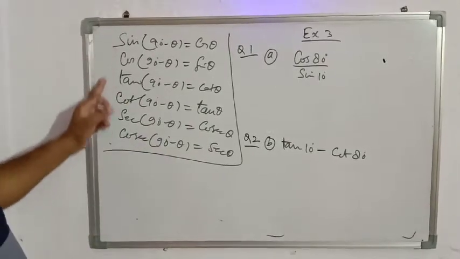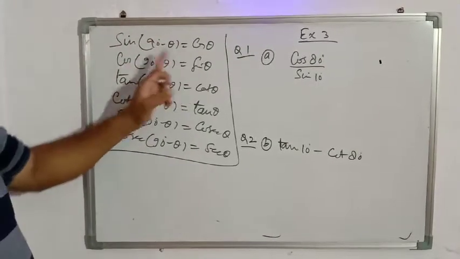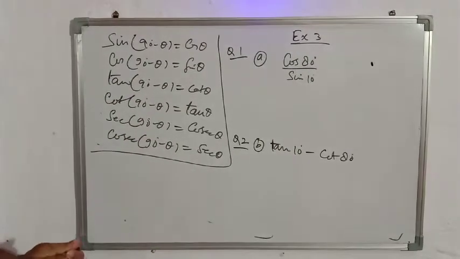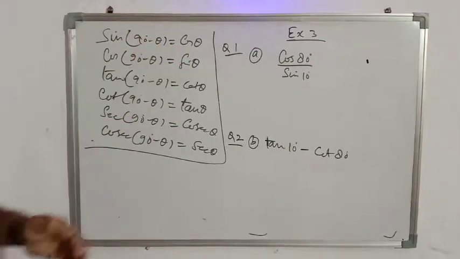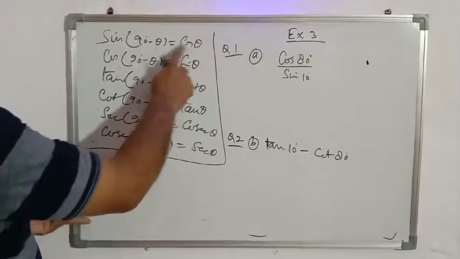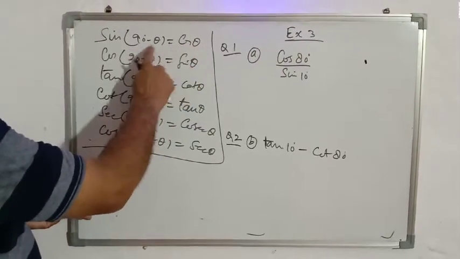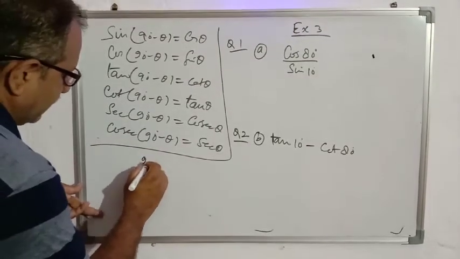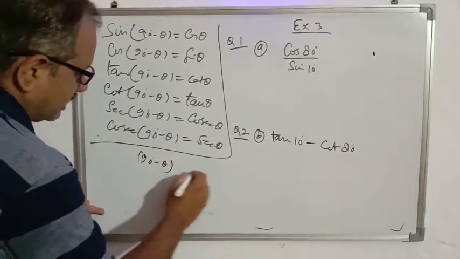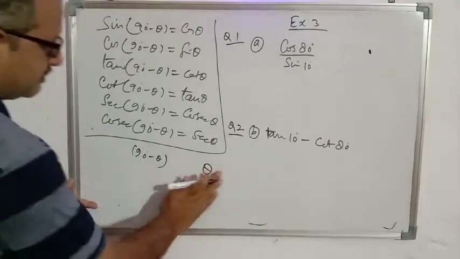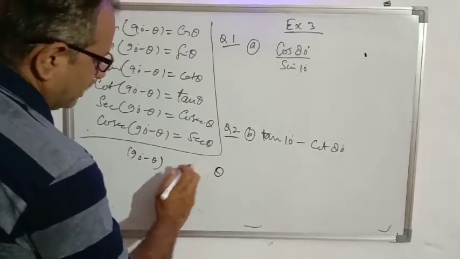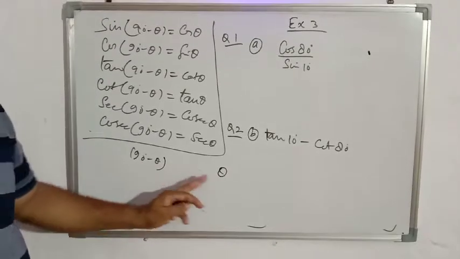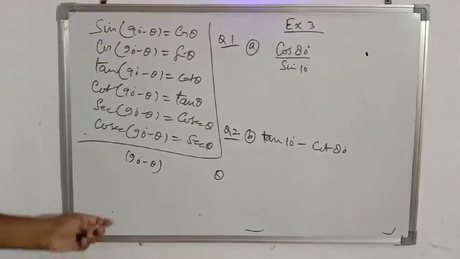Here I have some results. Sin 90 minus theta is cos theta. Cos 90 minus theta is sin theta, up to cosec 90 minus theta. What can we observe from here? Theta and 90 minus theta both are complementary angles, because their sum is 90 degrees.